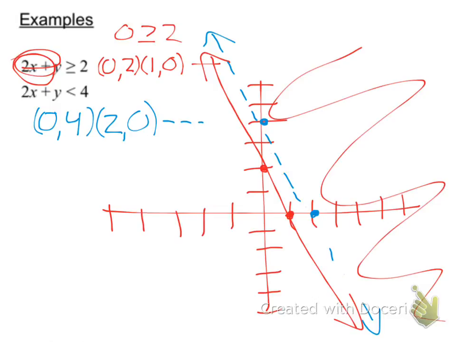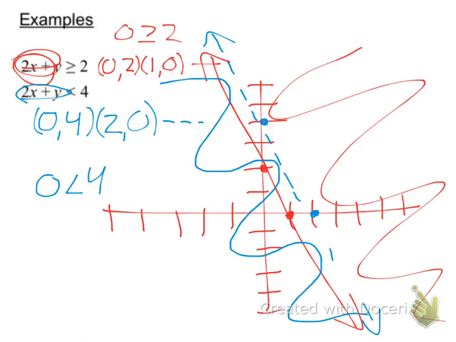So, picking 0, 0 again. If I put 0 and 0 into those, it becomes 0 less than 4. Is that true? Yes. So that means on this blue line, I will shade towards 0. Now, I didn't do a very good shading because I didn't know what was going to happen in this one. So they do overlap.